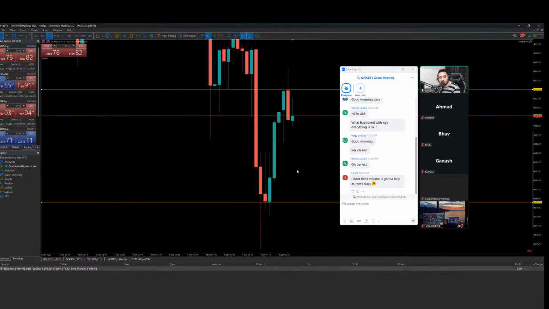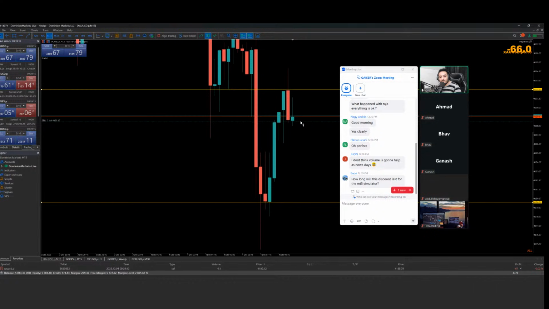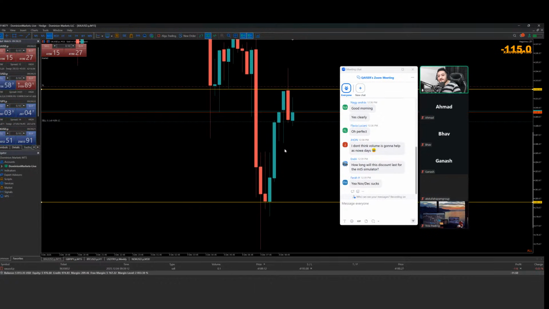But all we need is volume actually. So let's see. I don't think volume is going to help. Yeah, what can we do. But there's a structure I can see, so I need to jump into it. Stop loss could be somewhere here. Wow, I executed and now it's going against me. Wow, beautiful. So I don't think volume is going to help nowadays.